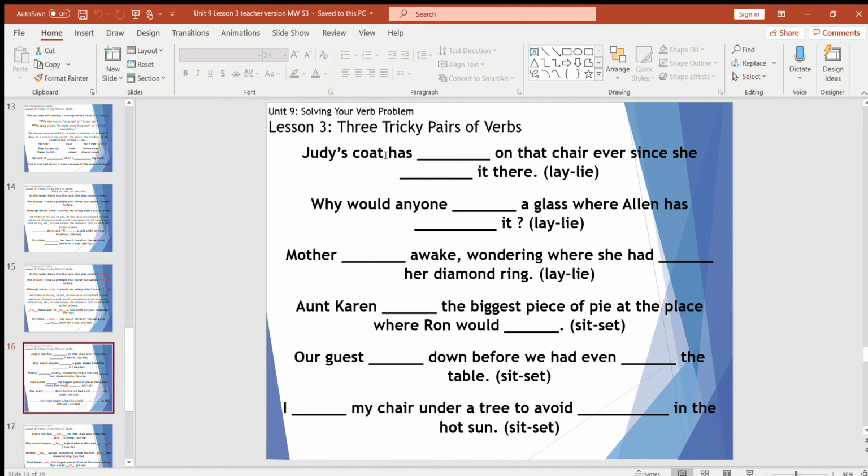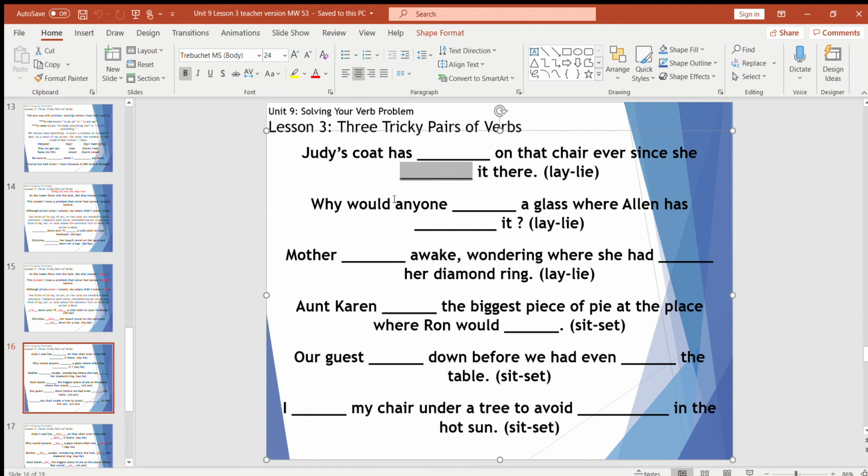Judy's coat has blank on that chair ever since she blanked it there. Key word here, remember as always, is has. So if it's just been resting on that chair, we would say it has lain, L-A-I-N, on that chair ever since she put it there. So that would be has laid, L-A-I-D, it there.